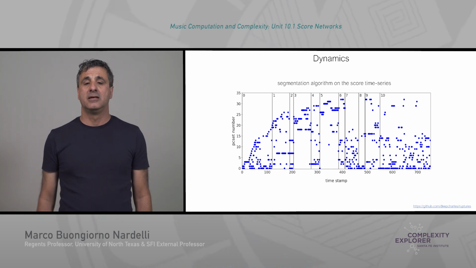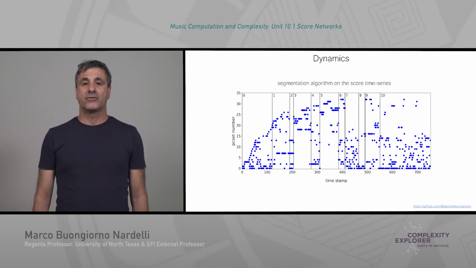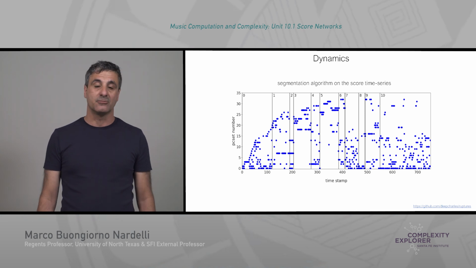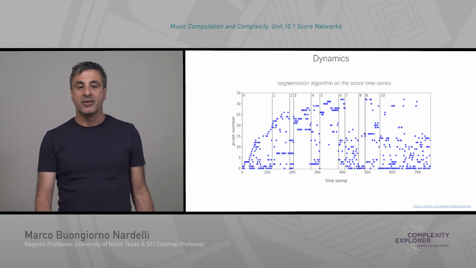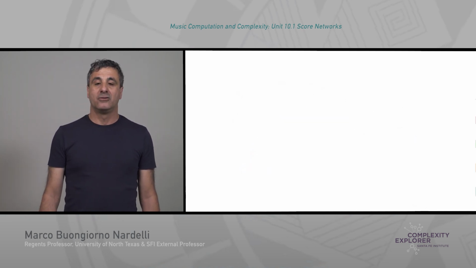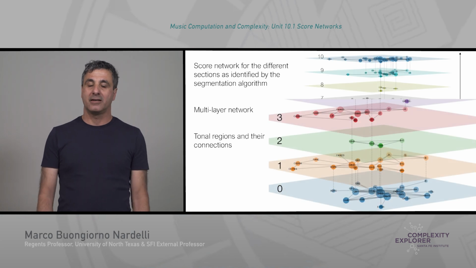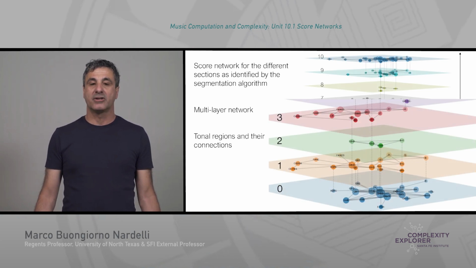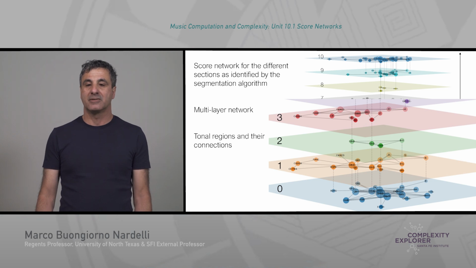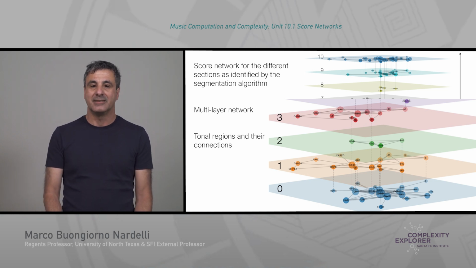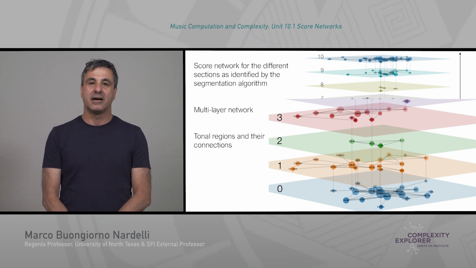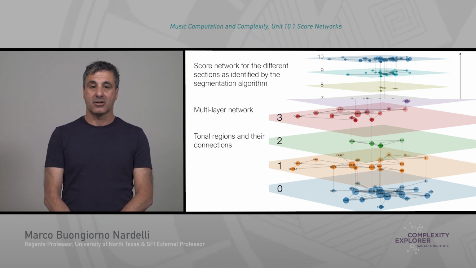And you see that this algorithm identifies various regions in the same string quartet that we were looking at, 10 of them in particular. And now we can combine the network representation and the time series to have a scored network for the different regions or the different parts of the composition identified by the segmentation algorithm.